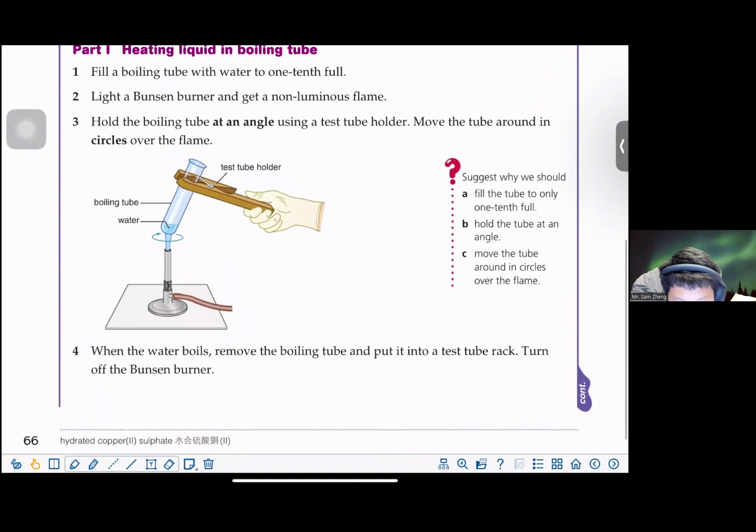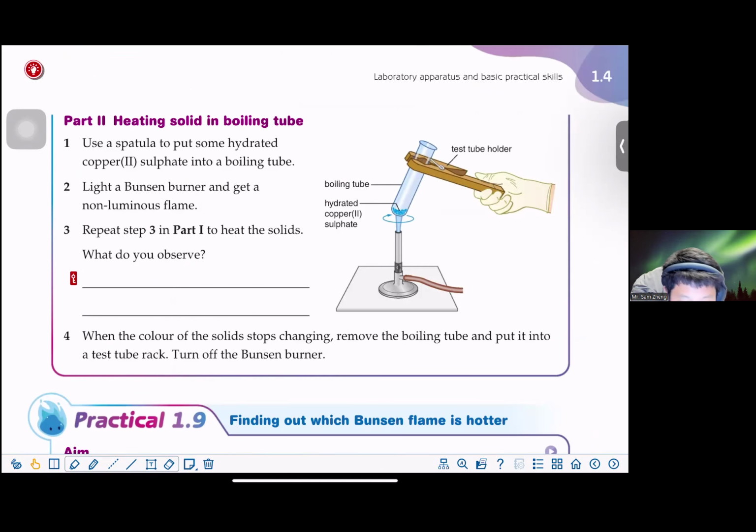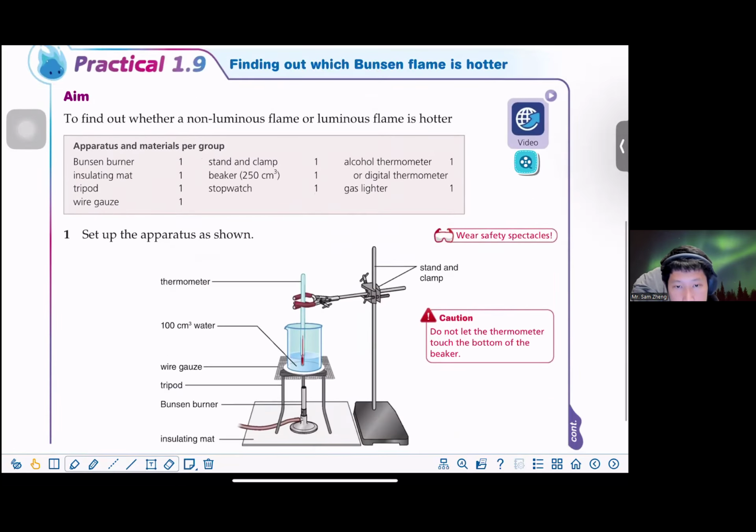Now, we have also mentioned that we try to place some solid in the boiling tube, and we try to heat it. Some of the solids, due to their chemical structure or their microscopic view, their particles or chemical structure will change once they receive any heat energy. So in this case, we will see that maybe some white film will come out, or the color of the solid will change from blue to white.